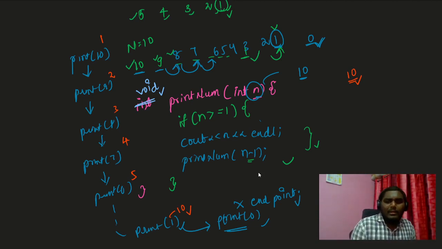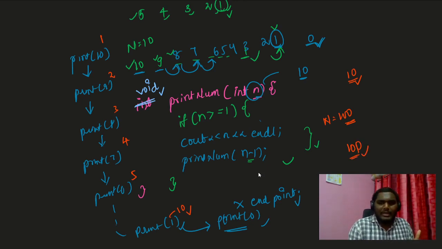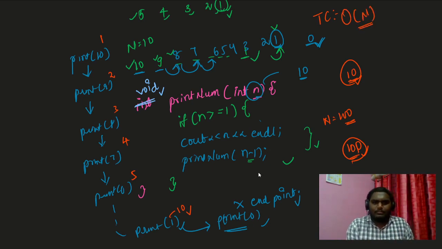If I give n equal to 100, how many recursive calls do I need to make? It's 100, right? If we generalize both cases, you can come to one conclusion: the time complexity of this will be big O of n, where n is the number which you have given. Makes sense, right? Now let's move on to the next problem.